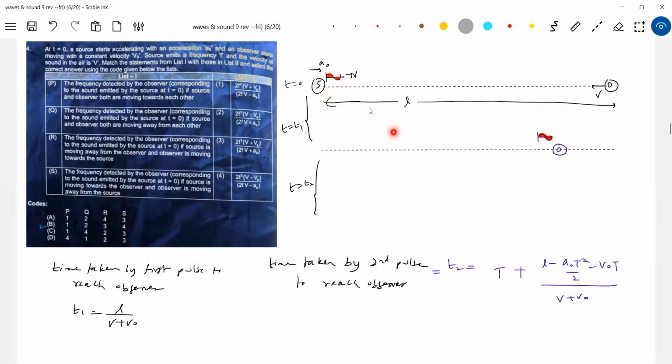The source has to cover some distance, no? Of a T square. In that interval of time, the observer also will move some distance, V naught T. Okay, now what will happen? It will cover that remaining distance with a relative speed. How much will it be? V plus V naught.